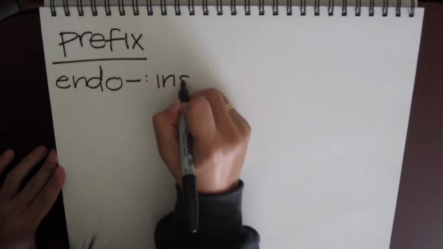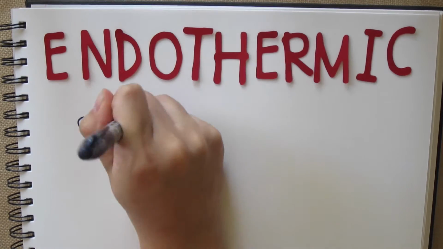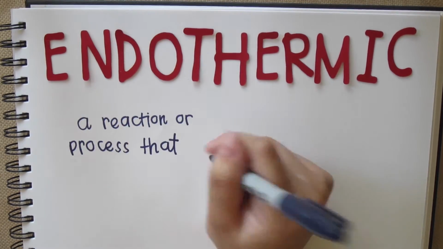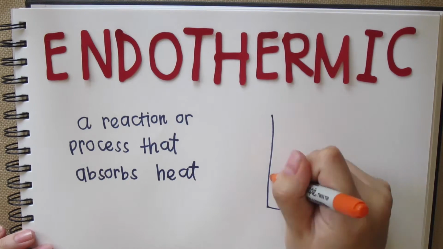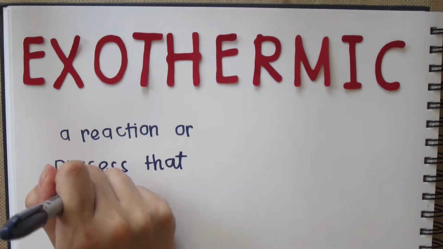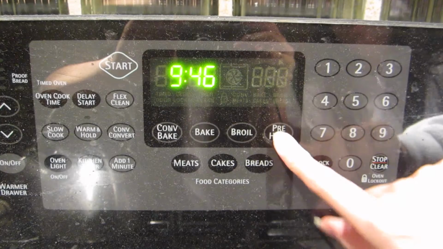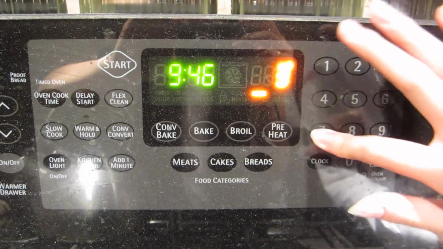There are two types of reactions, exothermic and endothermic. Endothermic, a reaction or process that absorbs heat. Exothermic, a reaction or process that releases heat. Baking is an endothermic reaction because it absorbs heat from the oven to cook the dough to form a cookie. The ingredients need their heat provided by the oven for the chemical and physical reactions to take place.